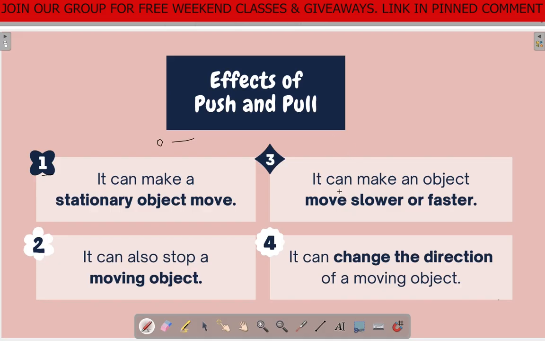It can alter the pace of an object. So if an object is moving slowly, you can make it move faster by applying force. If an object is moving faster, then you can apply that force to make it slower. And at the same time, it can also change the direction of a moving object. So if an object is moving in this direction, you can apply force in this direction, so it will start moving in this direction. Okay, so these are the four actions of a force. Four results or four effects of a force that you can get either by applying push or by applying pull.